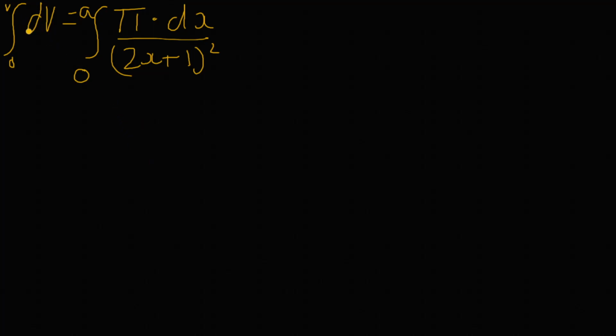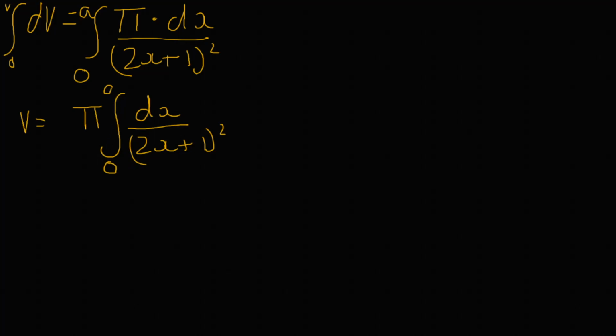So let us do it. Integral of dV from 0 to V is just V, because we are substituting appropriate limits here, we don't need to worry about any integration constant. So we are left with V equal to pi, taking the constant out of integration, pi integral of dx by (2x plus 1) whole square from 0 to a. Let us use a substitution for this. Let us take 2x plus 1 as t. Differentiating on both sides, we get 2 dx is equal to dt. So dx is equal to dt by 2.